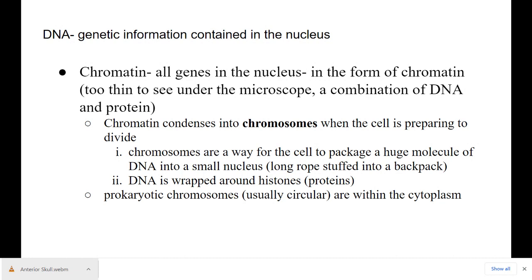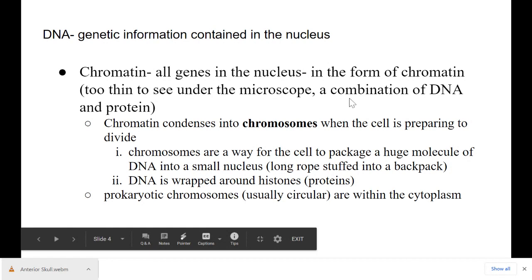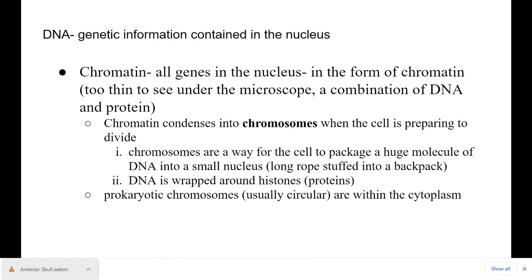But when our cells are going to divide, that chromatin is going to condense and turn into these things called chromosomes. You've probably heard the term chromosomes before. Chromosomes only form when the cell is about to divide and form new cells. You can read these little sentences here. It says chromosomes are a way for the cells to package a huge molecule of DNA into a small nucleus.